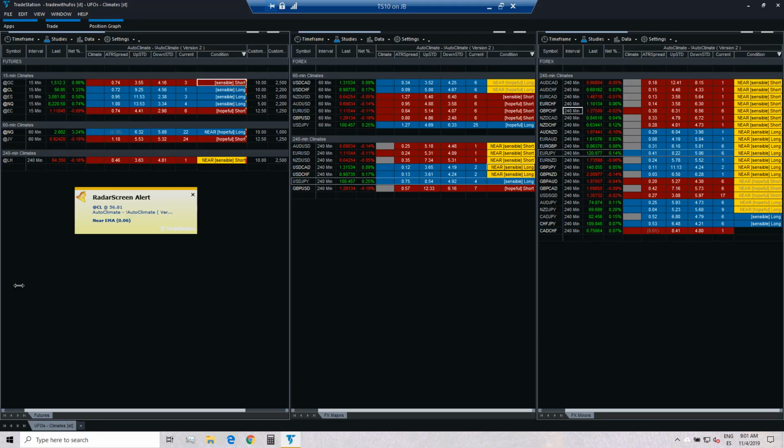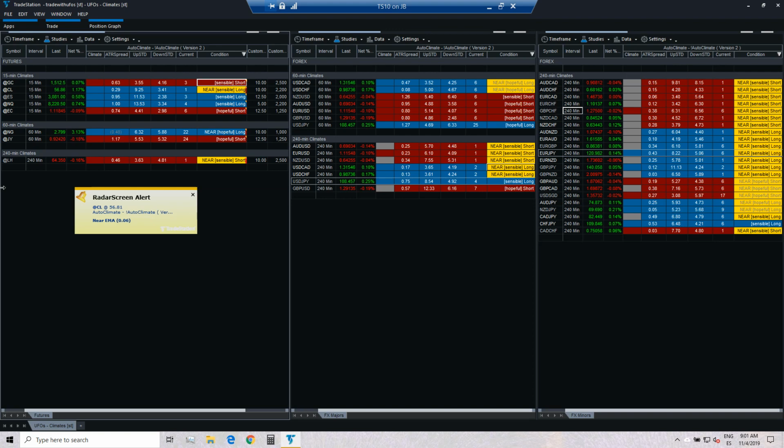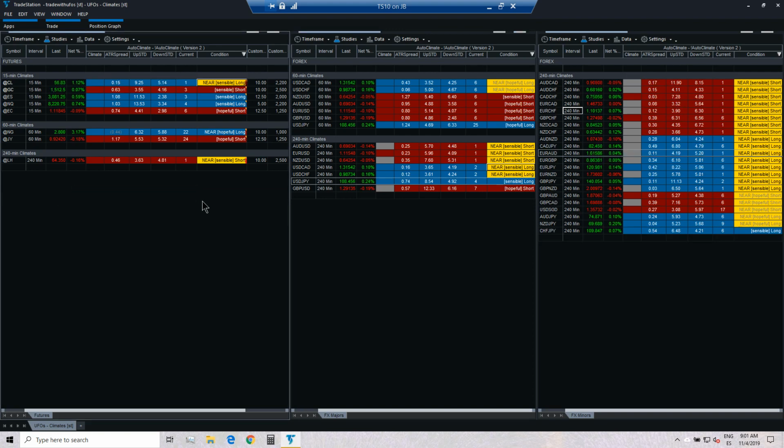With everything covered, here is our TradeStation waiting for us. Here we go. TradeStation is waiting for us with some golden lights, which means that some opportunities may be ready to be planned or executed.